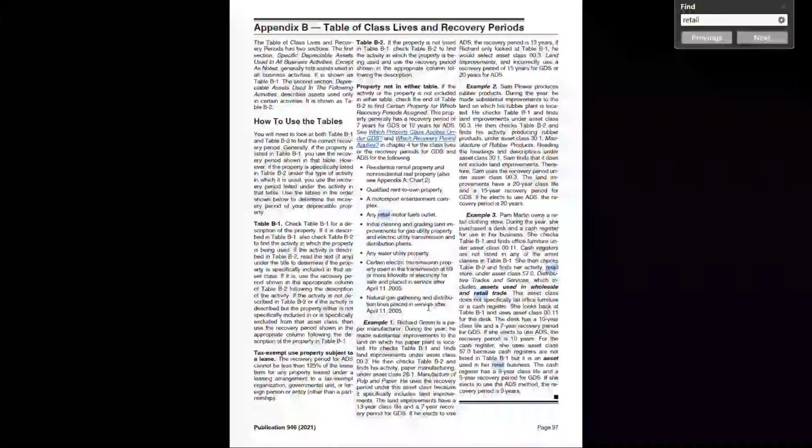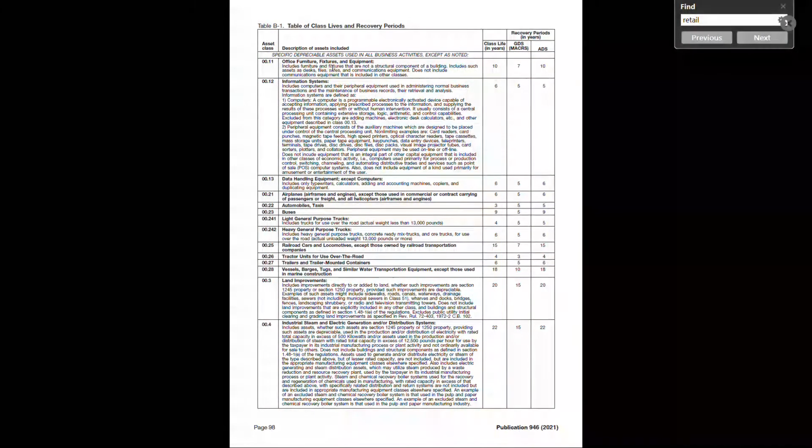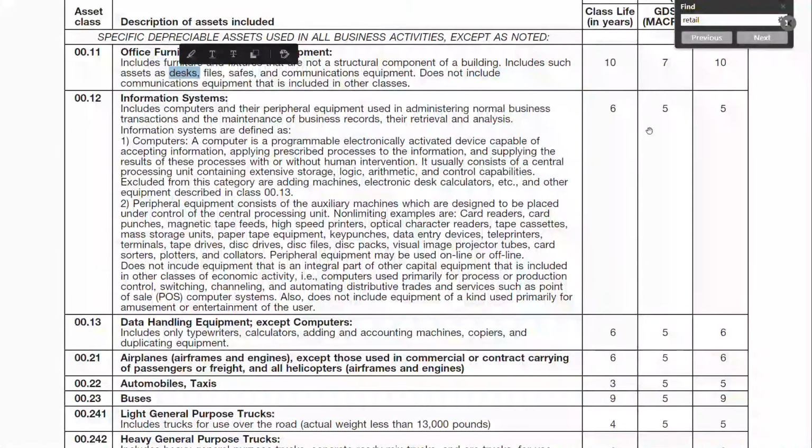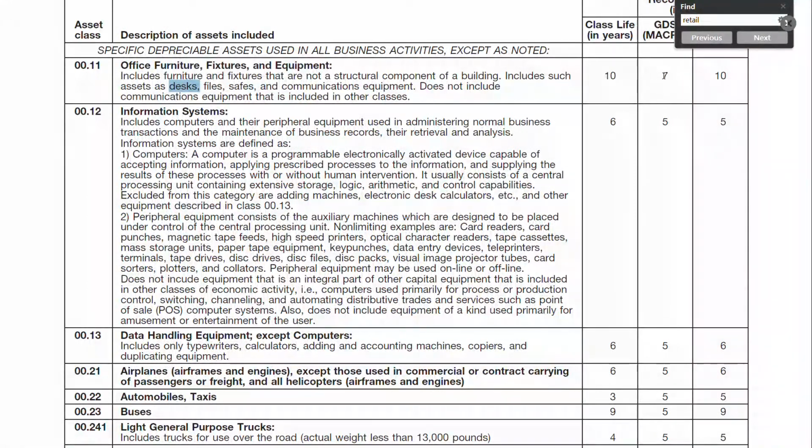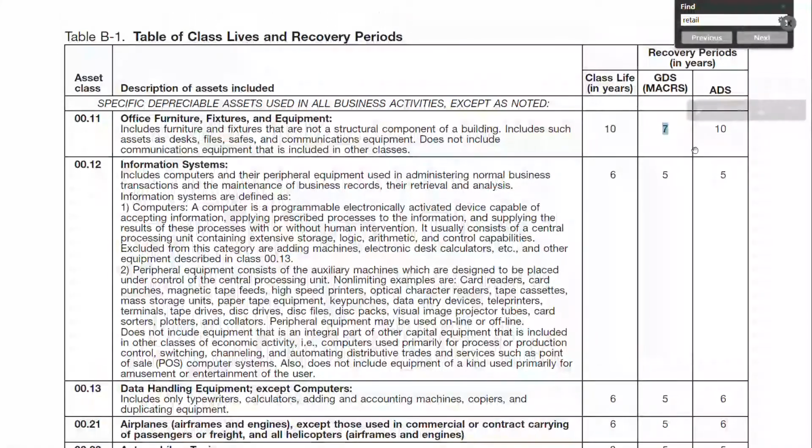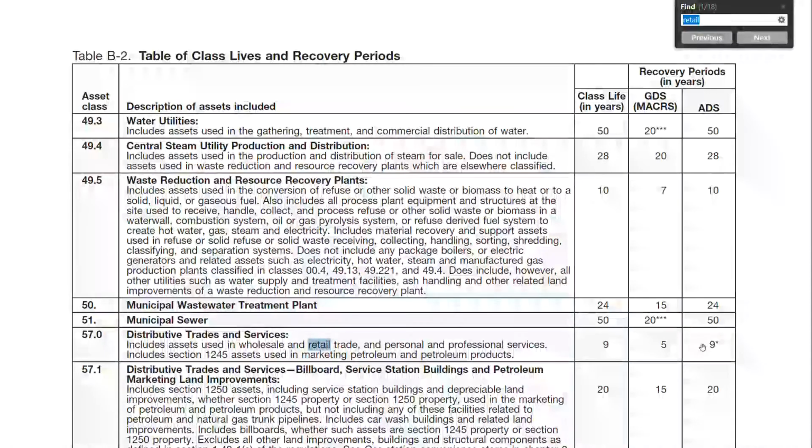So you'll be using table B1 for that. Desk will be depreciated in 7 years as office furniture if you use the GDS system, and if you use the ADS system, it's going to be 10 years. However, cash register is not there, but you can depreciate that under that retail business category, which would be 5 years if you use the GDS, 9 years if you use the ADS. I hope this explains how to correctly find the property class and its recovery period. If you have more questions, you can always check these documents by IRS to correctly figure out the answer.